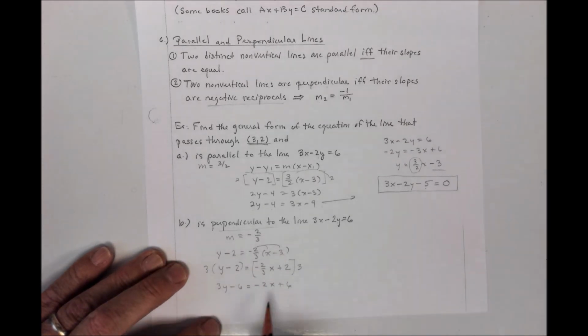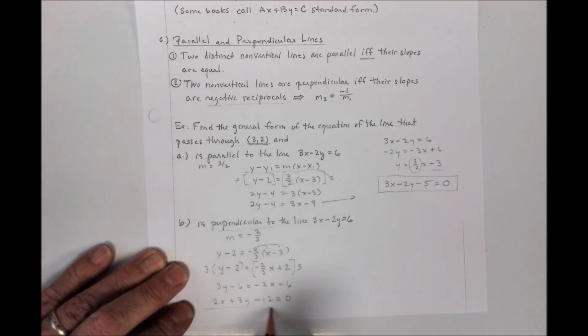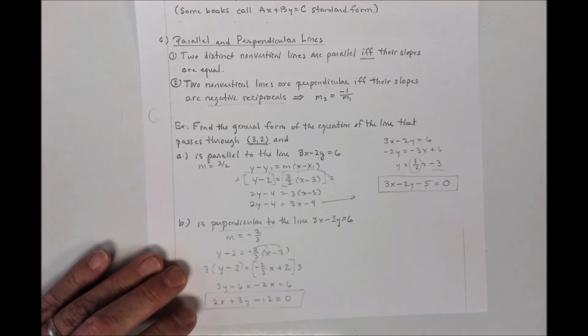Well, this time the coefficient of the x is negative. I don't want that, so I'm going to add 2x and bring it over to this side, essentially. I'm going to add 2x and subtract 6. And I'm going to get a positive 2x plus 3y minus 12 is equal to 0. And there's my answer to this guy.